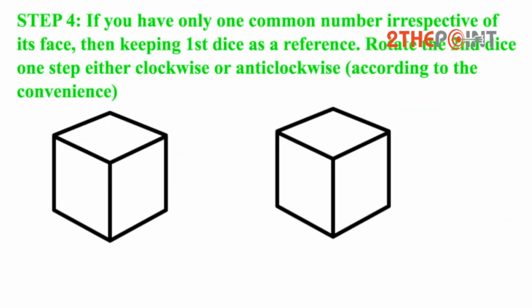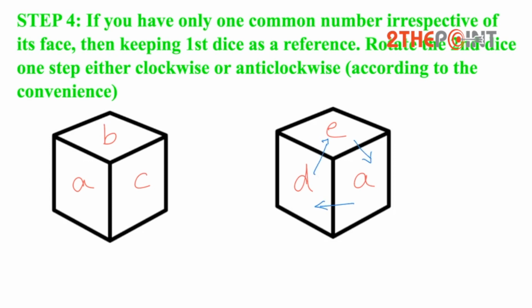Now let's discuss step 4. If you have only one common number irrespective of its face, then keeping the first dice as a reference, rotate the second dice one step either clockwise or anti-clockwise according to convenience. Consider an example. You have the characters A, B, C in the first dice and A, E, D in the second dice. So here only A is common. In the first dice A is in the front face and in the second dice A is in the side face. So rotate the second dice one step, that is anti-clockwise.